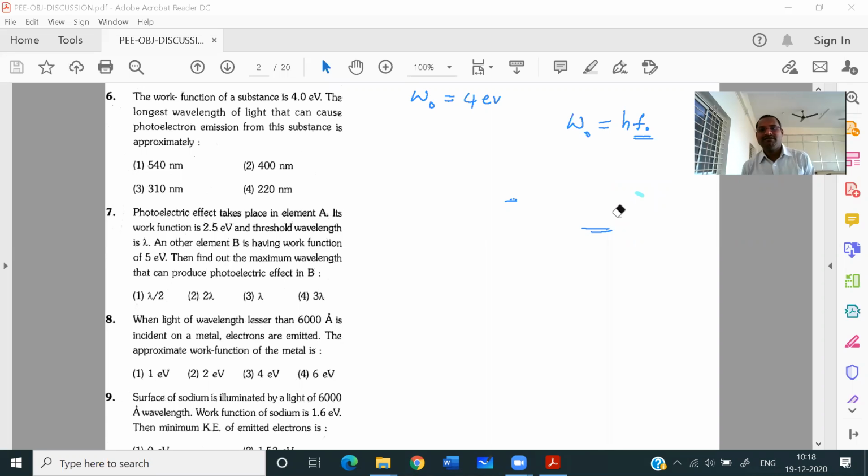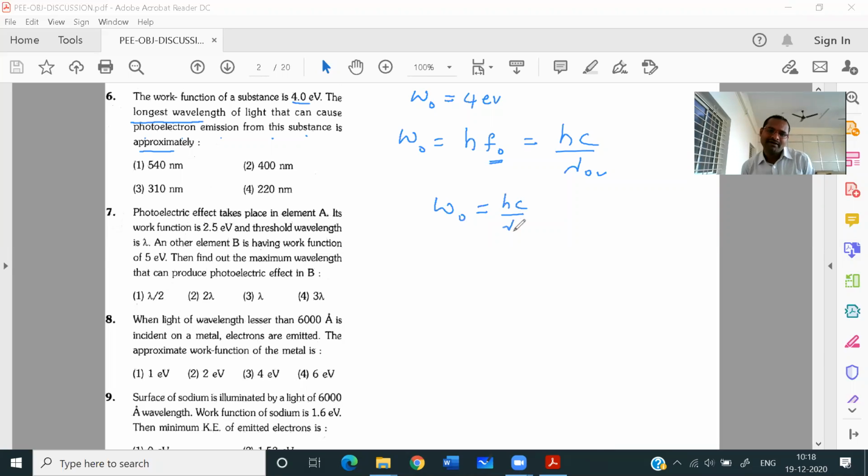Next, what they have given: work function of a substance is 4 electron volt. The longest wavelength of light that can cause photoelectron emission from this substance, approximately, is asked. Just now I have said that work function is equal to h into threshold frequency, or hc by lambda naught. Here the threshold frequency should be minimum, or the wavelength should be maximum. That means the work function can be written as hc by lambda naught, with maximum wavelength. So lambda naught can be written as hc by work function.